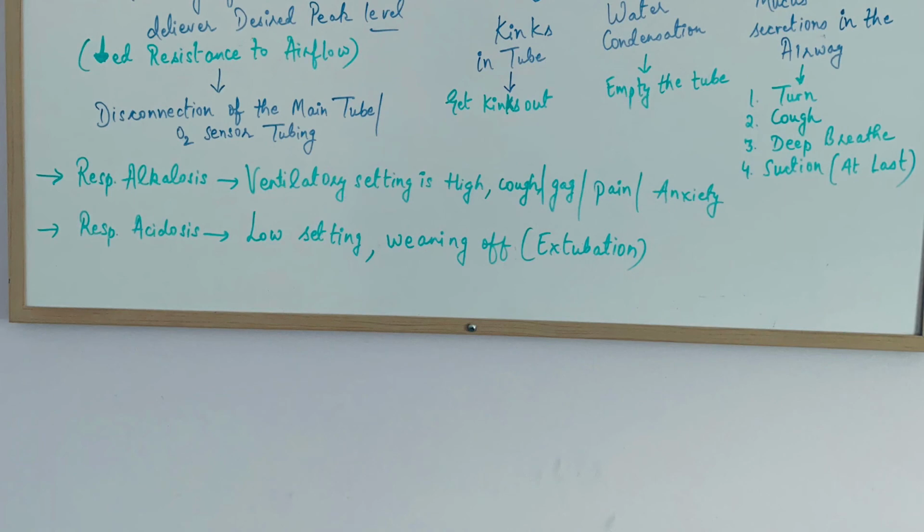Moreover, when the patient is coughing or gagging, there is too much gag reflex. By coughing and by gag reflex, there is increased resistance to the airflow. Thirdly, if the patient is in pain, there can be increased resistance. And the third thing is anxiety. Anxiety can also lead to respiratory alkalosis, because in both anxiety and pain, the signs and symptoms will go up, and if they go up, they can lead to respiratory alkalosis.